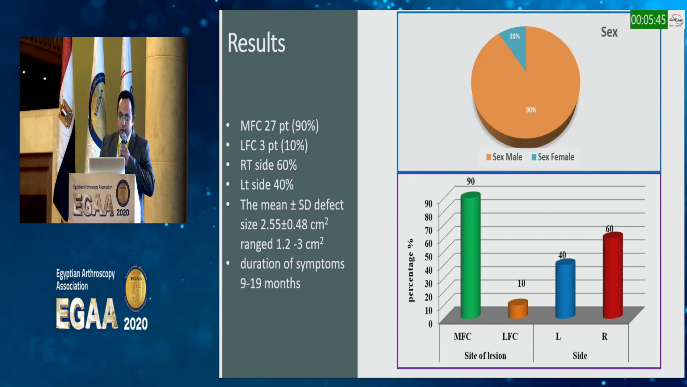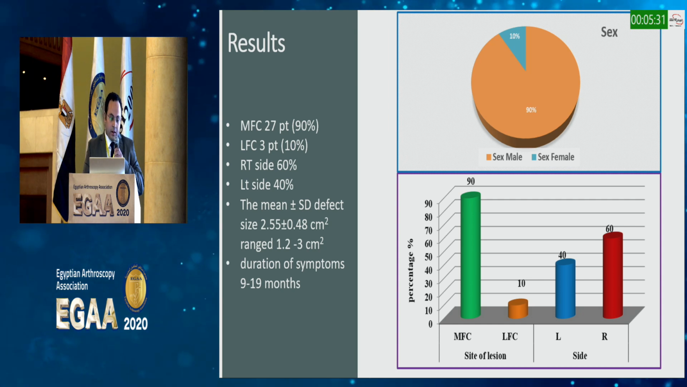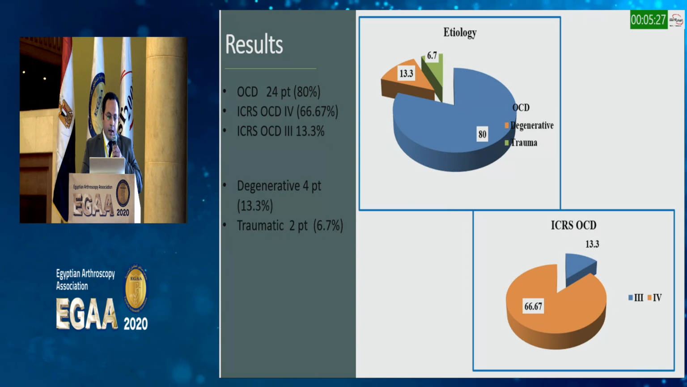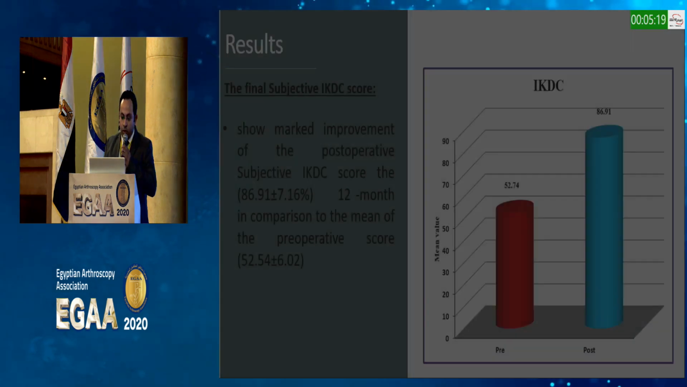Our results showed a predominance of male gender, with affection of the medial femoral condyle in 90% of cases, and the right side in 60% of cases, with a mean defect size of 2.5 centimeter, ranging from 1.2 to 3 centimeter, with a duration of symptoms from 9 to 19 months. OCD is the most common cause in our cases, in 80%, followed by degenerative lesions in 13%, and traumatic in just 2 cases.